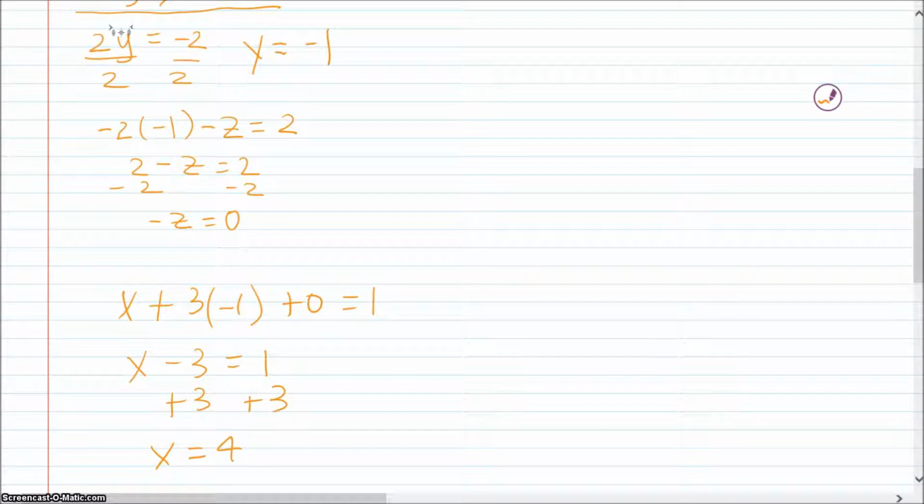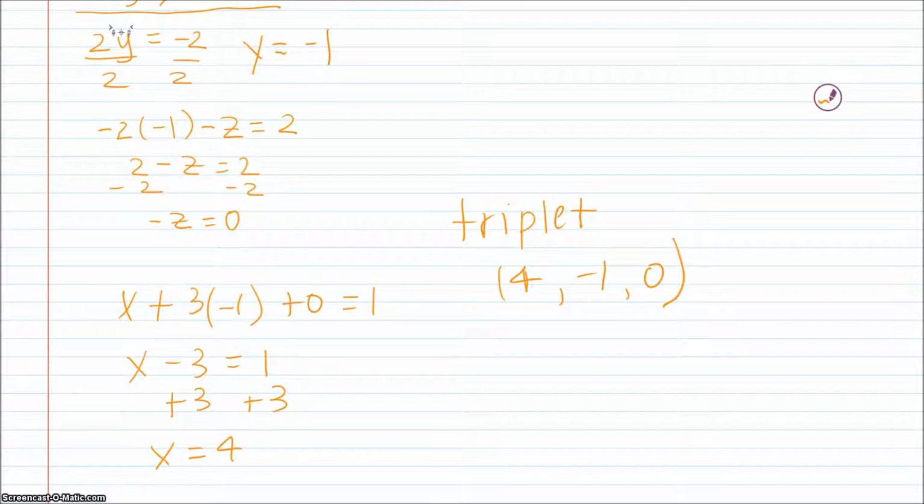So now that we have all 3 of our variables figured out, we need to form our triplet. So our triplet in alphabetical order, x, y, z, would be 4, -1, and 0. And that is how you solve the linear system of equations algebraically with 3 variables.